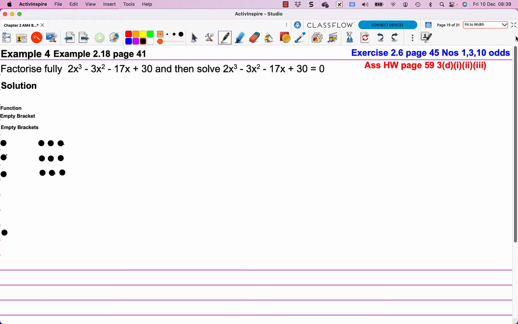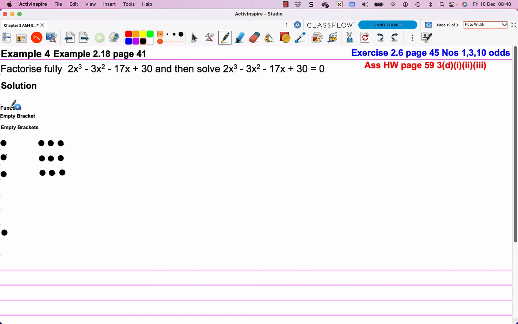Okay, what we're going to be doing today is using the factor theorem in order to factorize fully this expression here, and then using those factors we're going to solve this equation. The process that we use in order to do this is called the factor theorem, and there's a very, very specific method, and that is initially it's by guesswork.